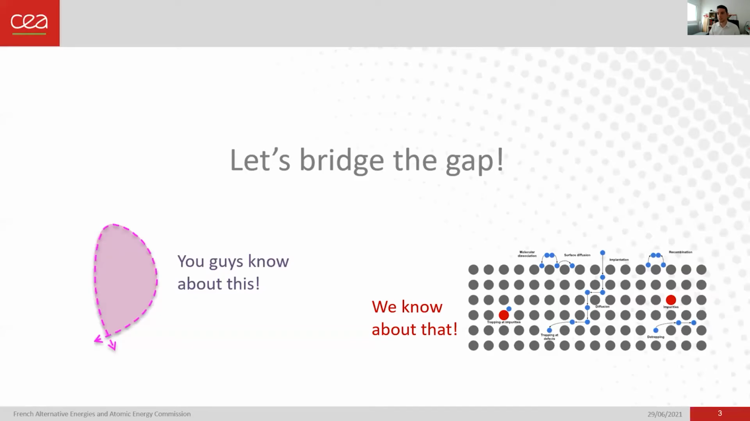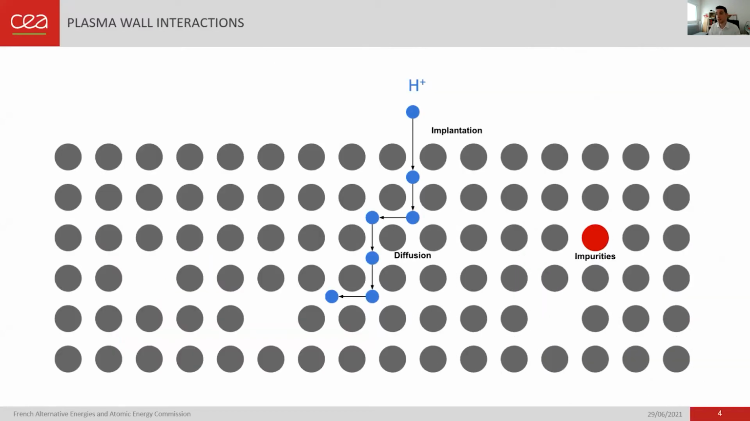Right, so if I may, you guys know about all the plasma stuff, and I have a little confession to make: I'm not a plasma physicist, so I don't know much about it. But what we do know about is hydrogen transport in solids and materials. So what I'm trying to do here is bridge the gap between our two worlds and see how we can all work together. Right, so what happens in the material when it comes to plasma wall interactions?